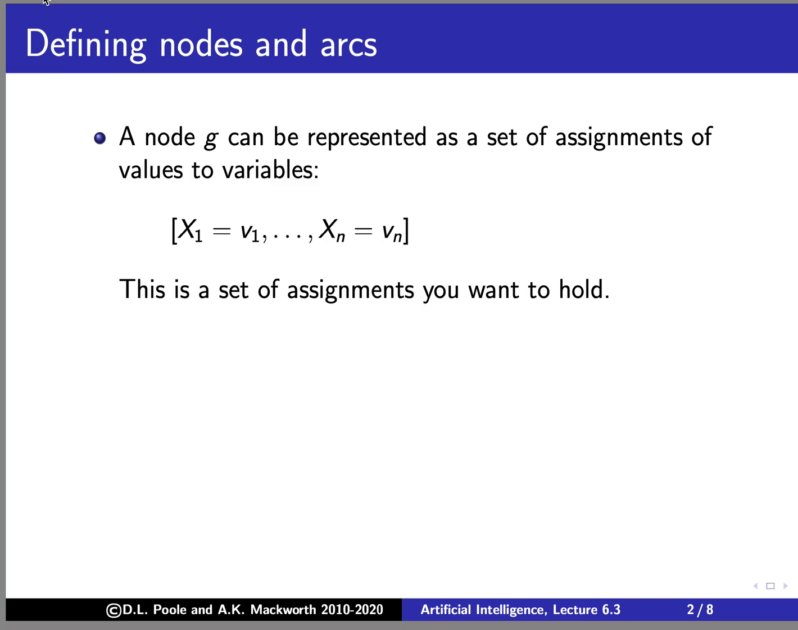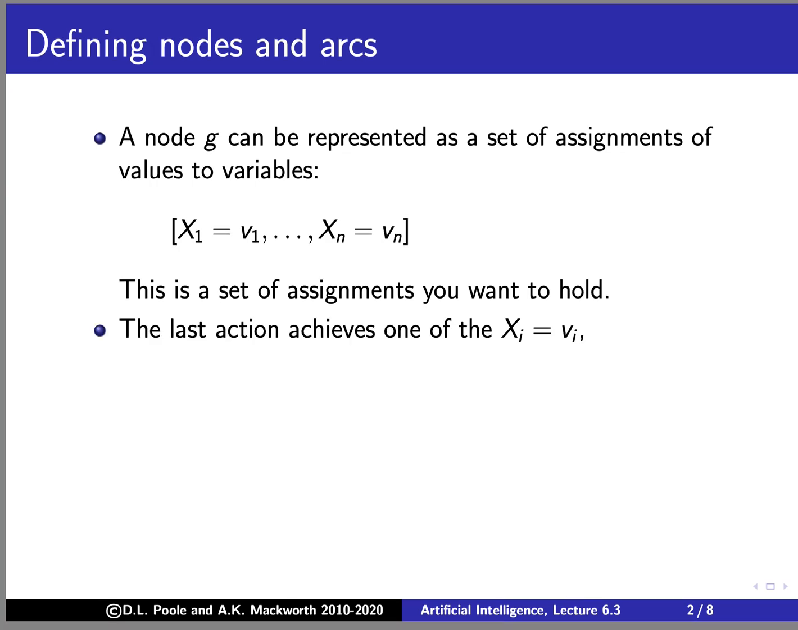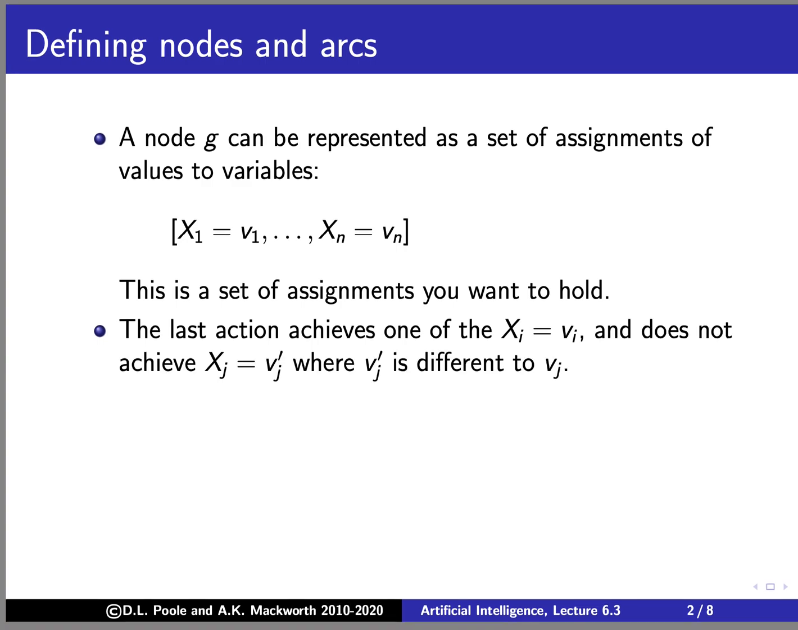Let's try and define it a little bit better. Node G can be represented as a set of assignments of values to some of the variables, x1 equals v1 to xn equals vn. This is a set of assignments that you want to hold. What we're trying to do is achieve this. So think about what's the last action that could achieve that? It has to achieve one of those xi equals vi for some i, and it doesn't make any other ones different, because then it couldn't be the last action.